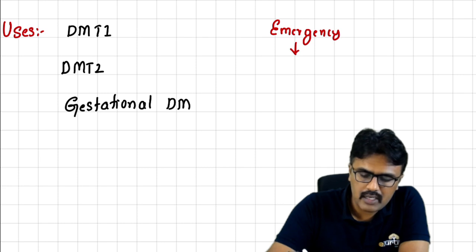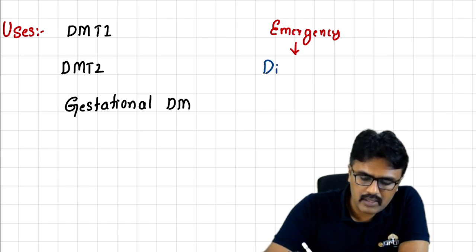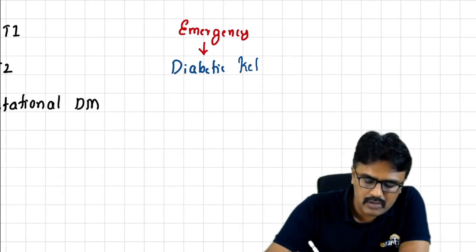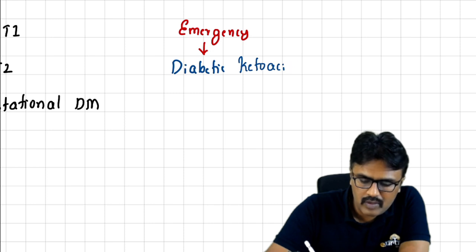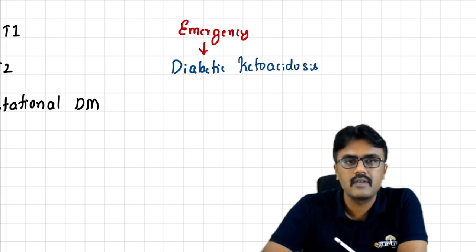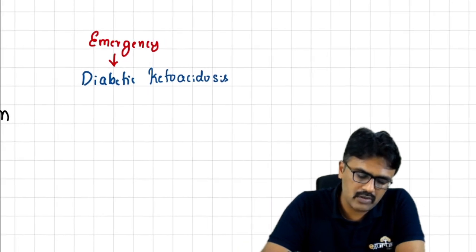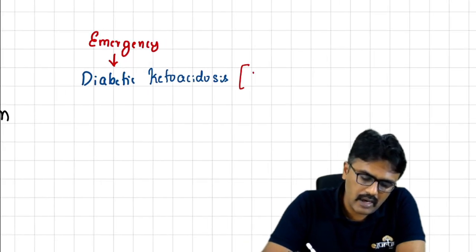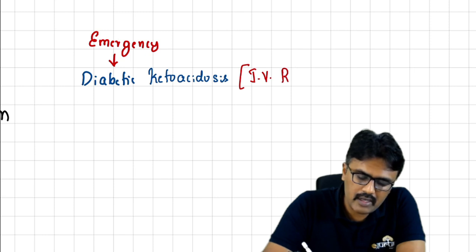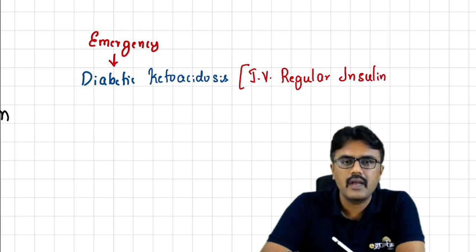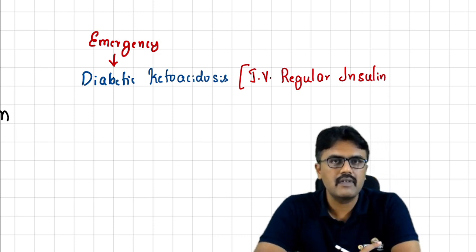Now, one emergency condition is the disease diabetic ketoacidosis. So diabetic ketoacidosis, which is commonly seen in type 1 diabetics. Now here in treating diabetic ketoacidosis, we use IV regular insulin. So when you treat this, you have to give IV regular insulin. Right. So I told you the only IV drug that is given is regular insulin.